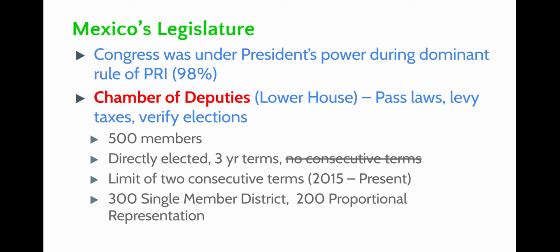So harkening back to Mexico's love of term limits, they used to have only one 3-year term. So this was another way in which the power of the legislature was pretty severely impacted. You can only serve for 3 years. That prevents anyone from gaining too much power, or really any sort of institutional knowledge from developing. So Mexico changed this in 2015, and now they have a limit of 2 consecutive terms.